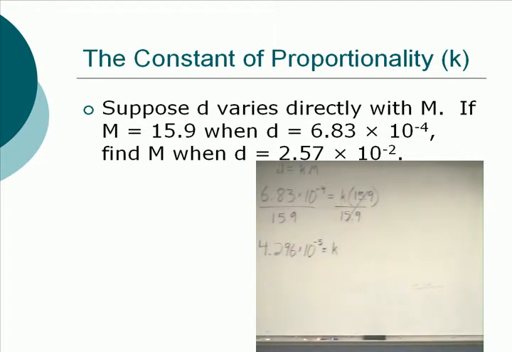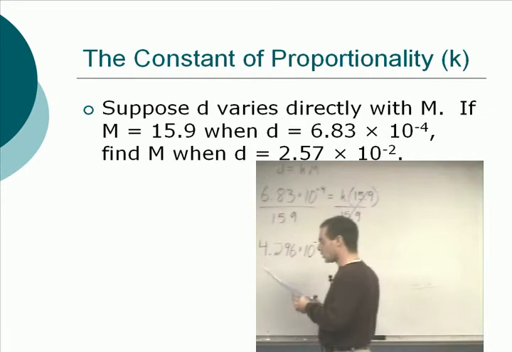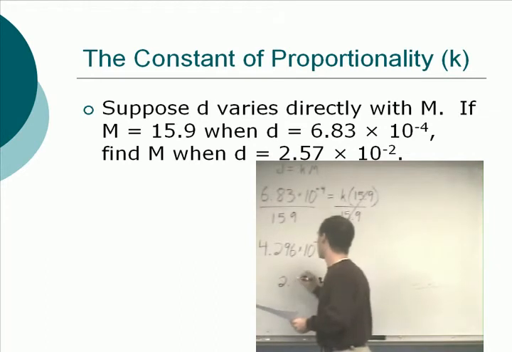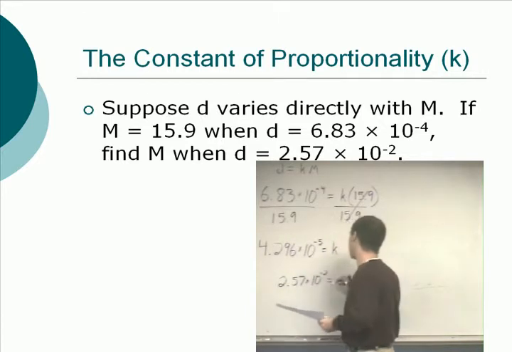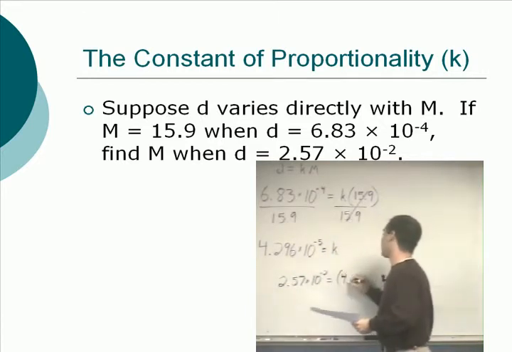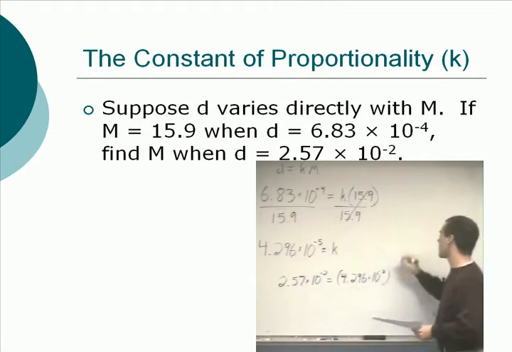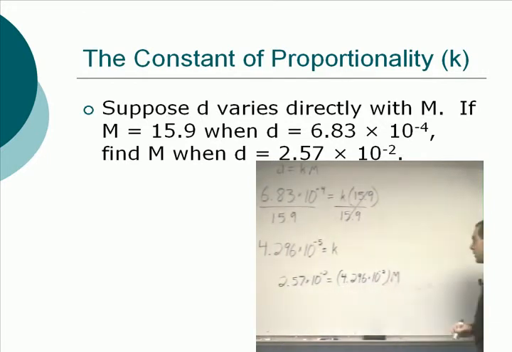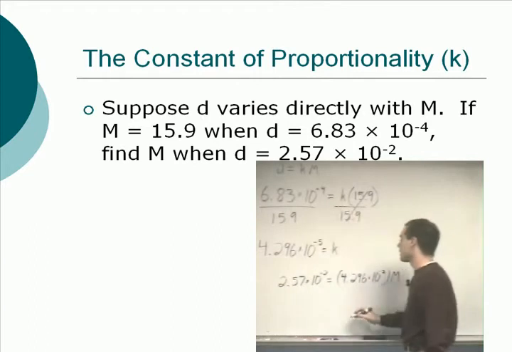Now we want to find M when D equals 2.57 times 10 to the negative second. So we're going to use our original relationship here. D equals 2.57 times 10 to the negative second. That equals our K value of 4.296 times 10 to the negative fifth times M. Well, you can solve for M with very little trouble. Divide both sides by K. We could have done that up here.